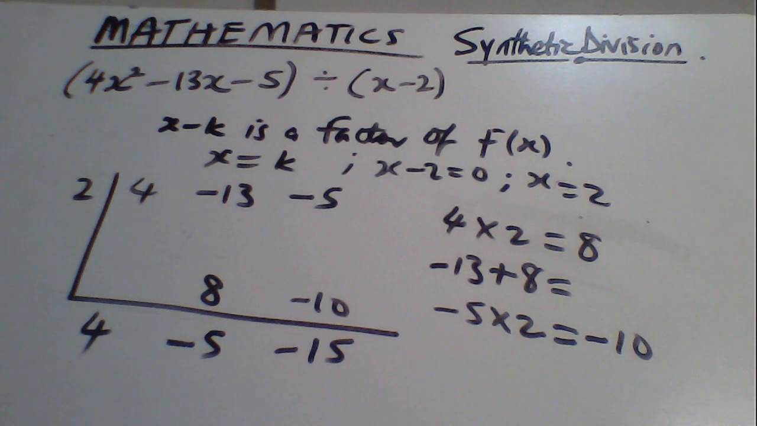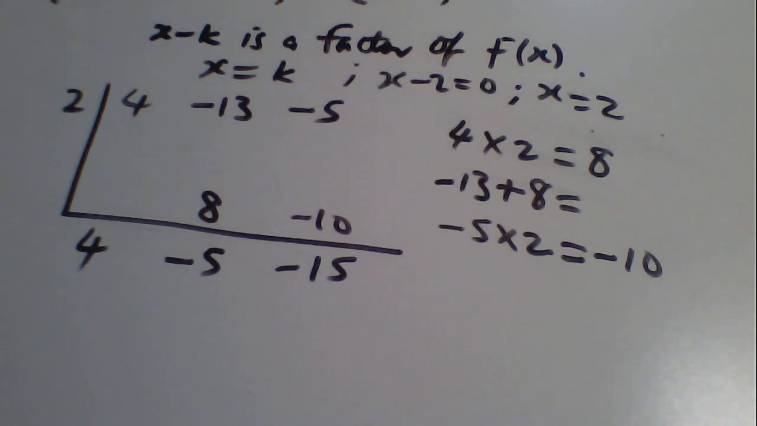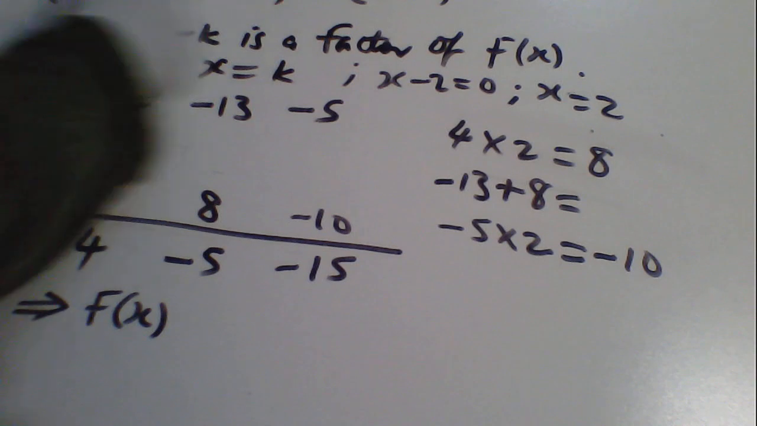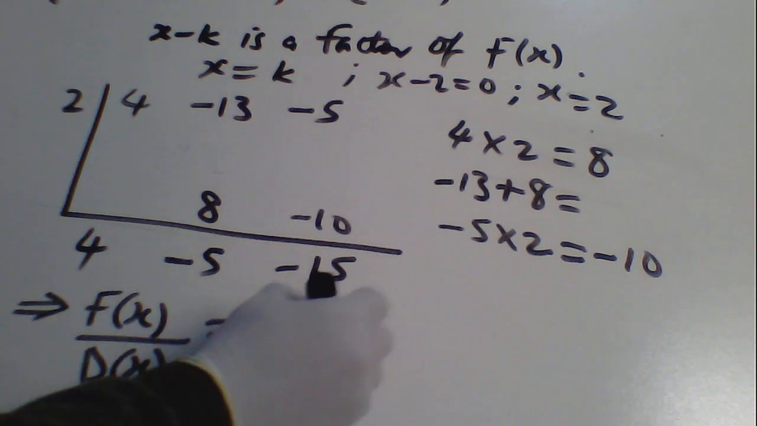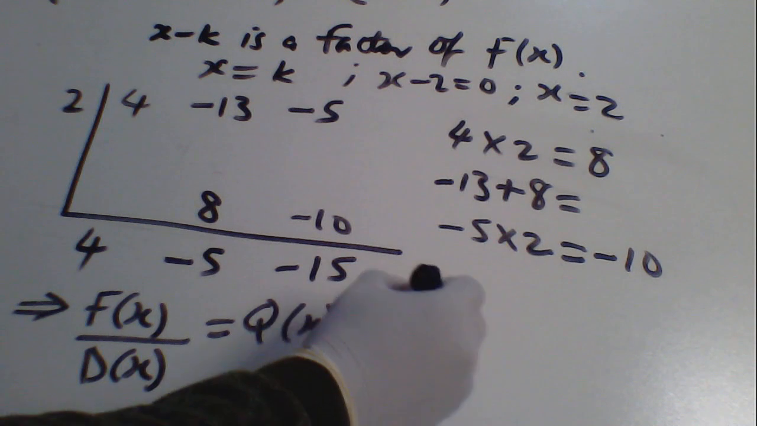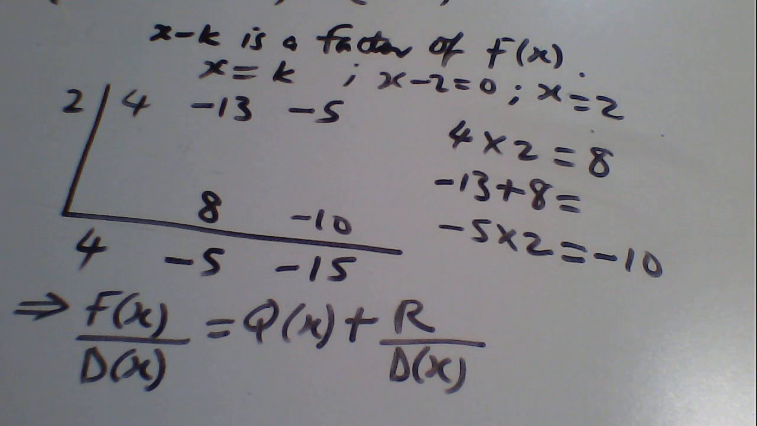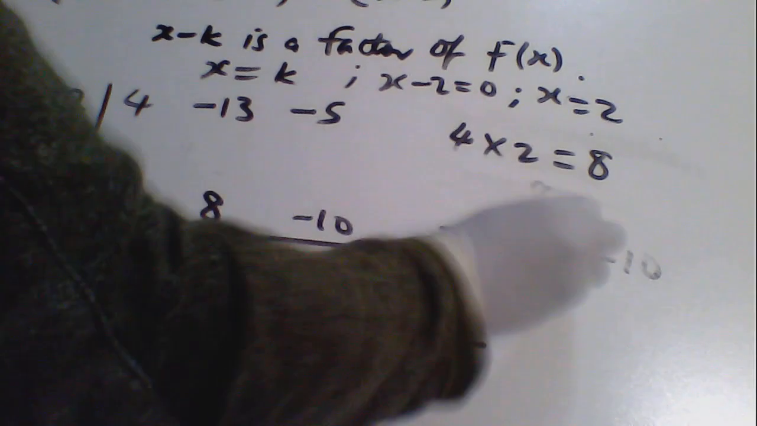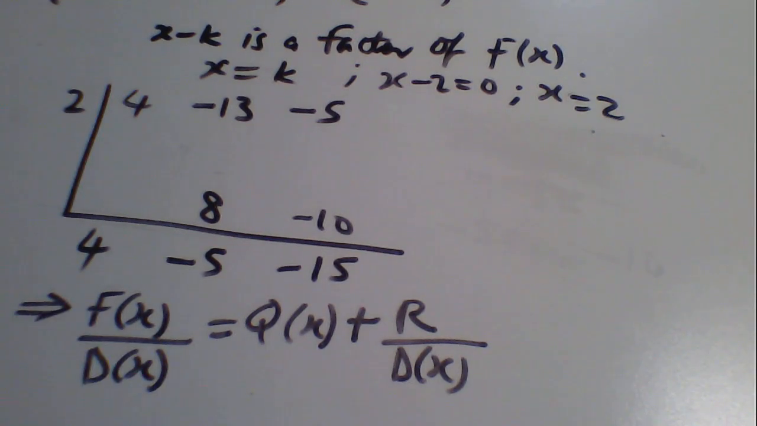So now you can write the polynomial in this form. So from here we can conclude that f of x, this polynomial divided by the divisor, we all know is equal to the quotient plus what? The remainder divided by the divisor. So at this point we can now substitute these values.